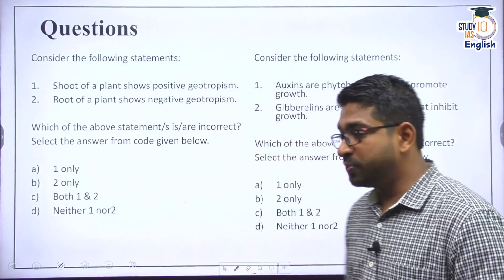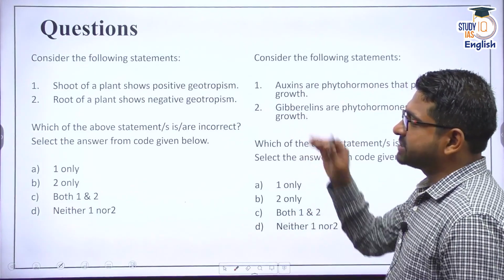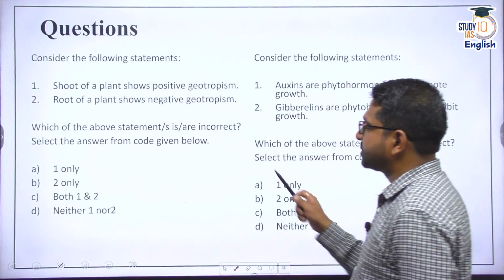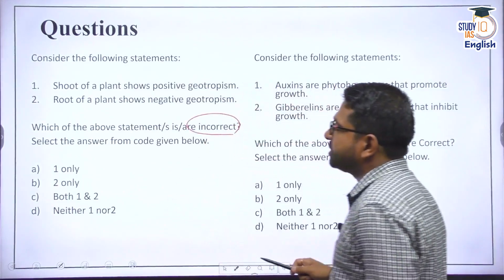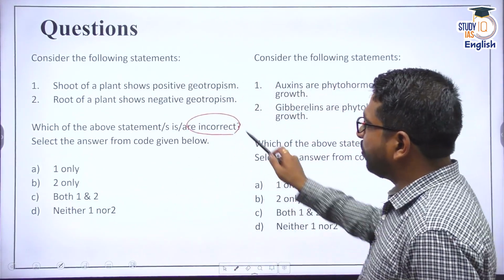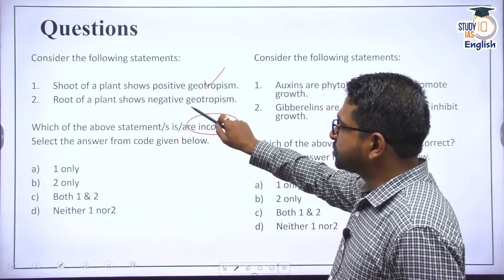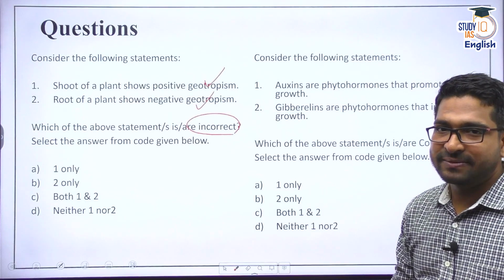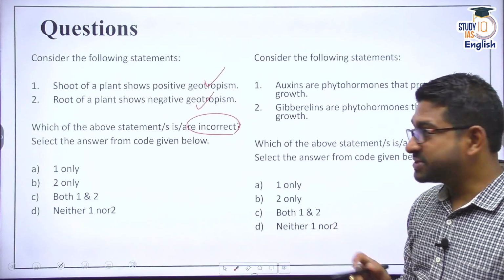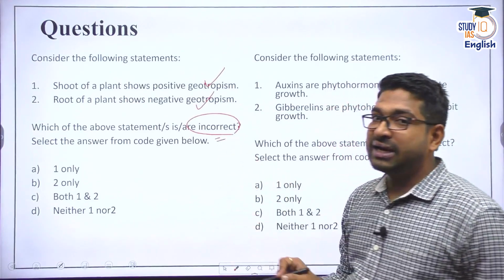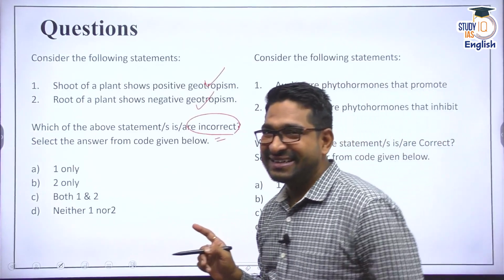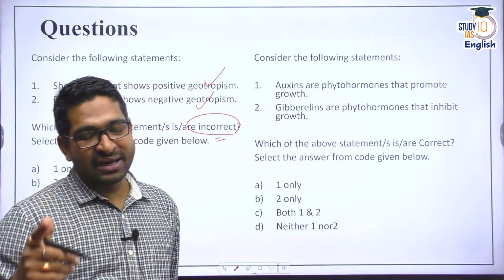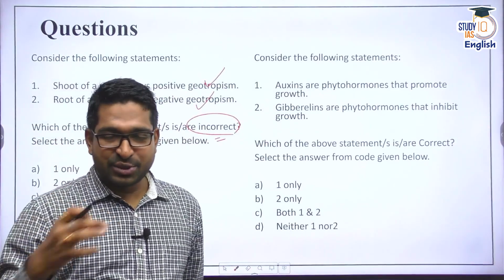For example, from a UPSC perspective, questions like this can be formed. Consider the following statements. You have to find out incorrect statements. First statement is: the shoot of the plant shows positive geotropism, the root of the plant shows negative geotropism. Did you get the answer? Right? Please try to attempt this. We have to find out incorrect statements, and I would say both are incorrect. Think about it and let me know. All right, I'll be giving these answers on my Telegram channel as well.